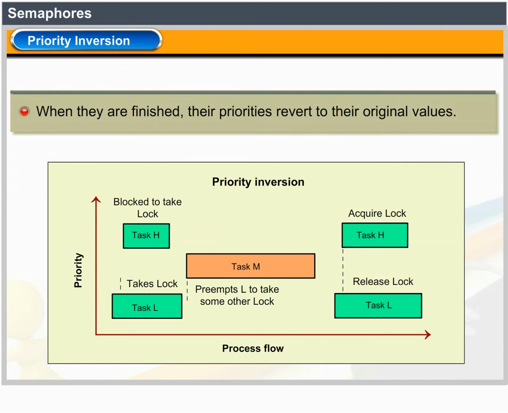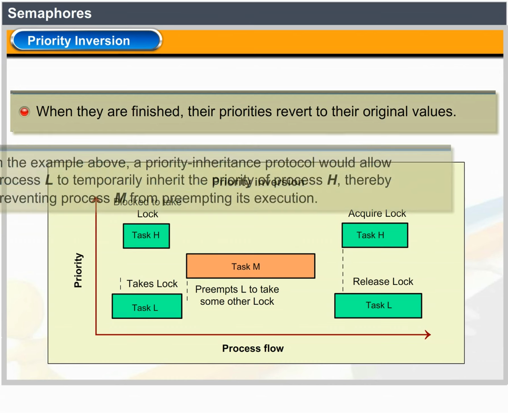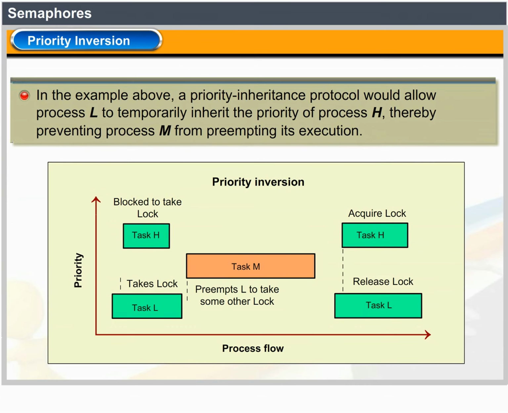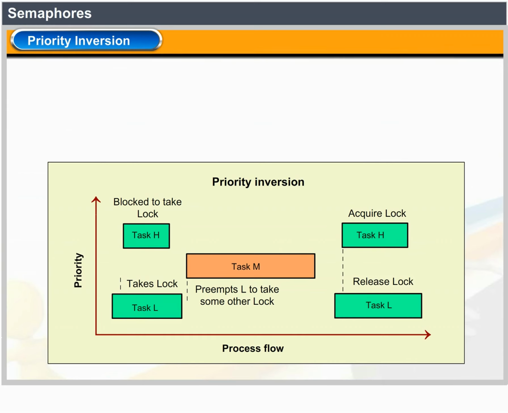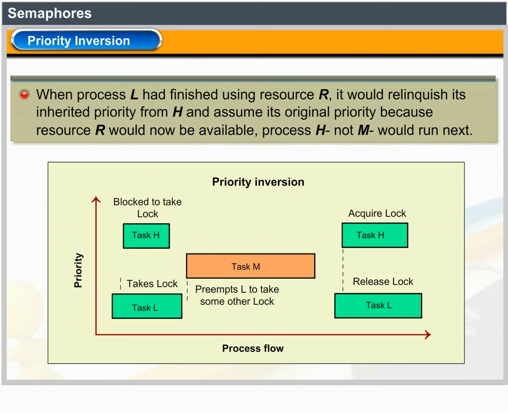In the example above, a priority inheritance protocol would allow process L to temporarily inherit the priority of process H, thereby preventing process M from preempting its execution. When process L had finished using resource R, it would relinquish its inherited priority from H and assume its original priority because resource R would now be available. Process H, not M, would run next.